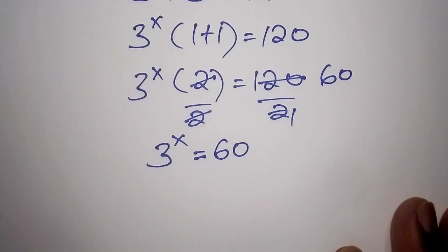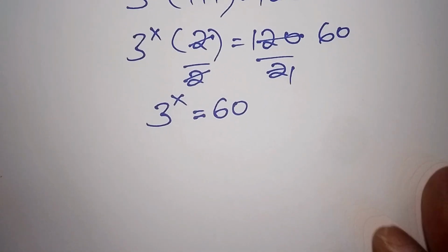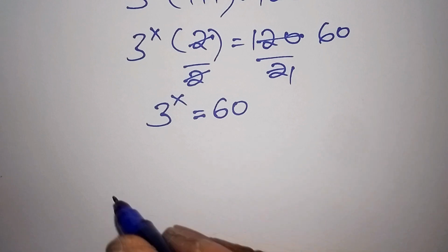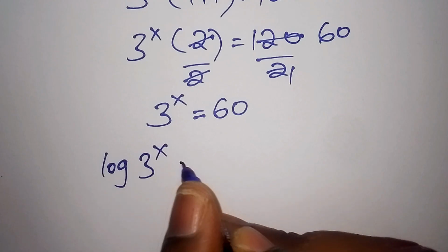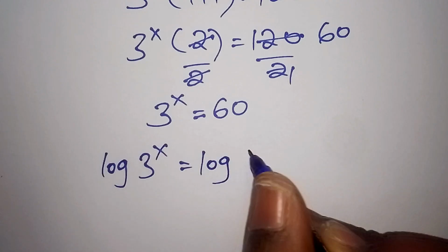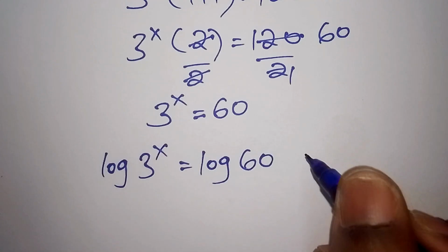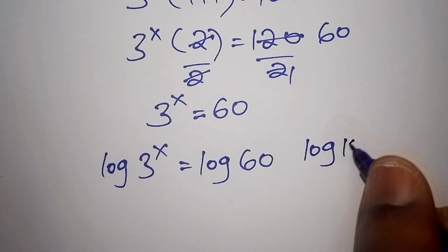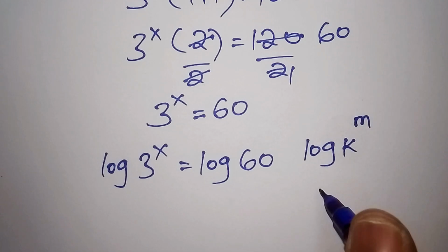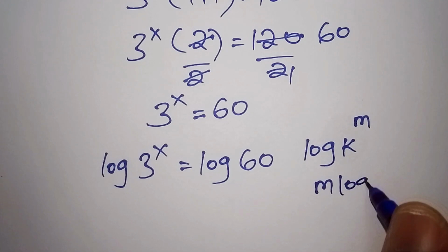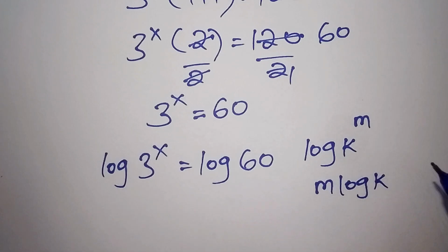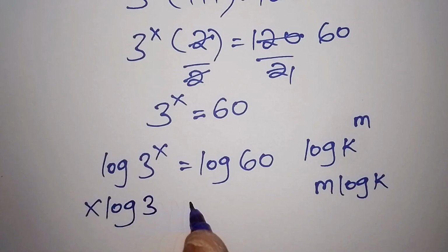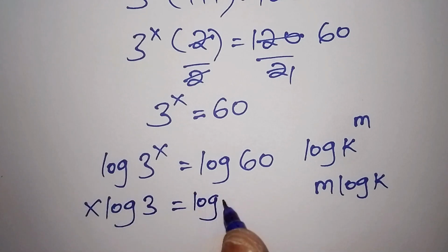So the first method of working out this maths problem is to introduce the log on both sides. Now we shall have the log of 3 to the power of x is equal to the log of 60. When you have, for example, the log of k to the power of m, this can be written as m times the log of k. So the log of 3 to the power of x becomes x times the log of 3, is equal to the log of 60.